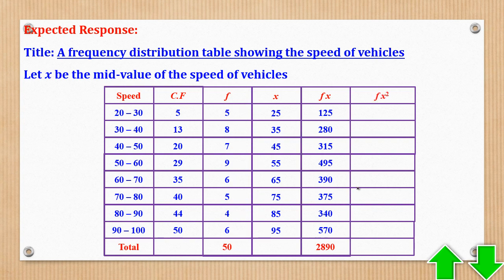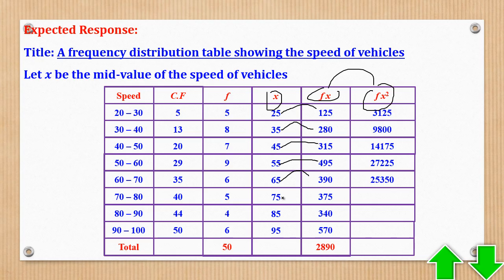The next is fx squared. For fx squared, you realize that when you multiply this with this, you get fx squared. So those are the columns I'm going to multiply. So 25 times 125, 35 times 280, 45 times 315, 55 times 495, 65 times 390, 75 times 375, 85 times 340, 95 times 570. So next is to add all these values and we come up with this.